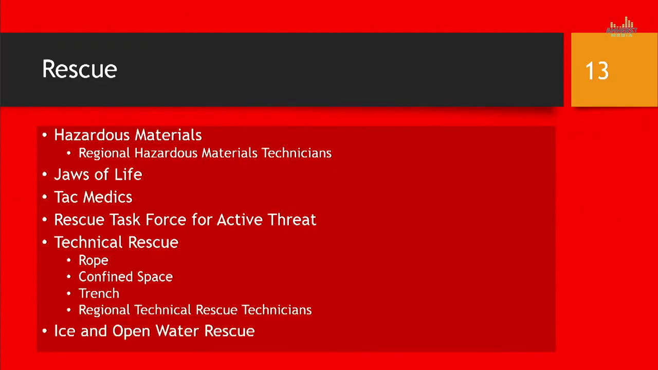The rescue side of the house, again, runs a gamut. And we talk about hazardous materials. We've got five of our personnel, including myself, who are members of the state regional team. That's a great asset here in town. It's not just the big fuel truck going off the road. We've had mercury spills in homes. We've had a few home labs that have popped up.